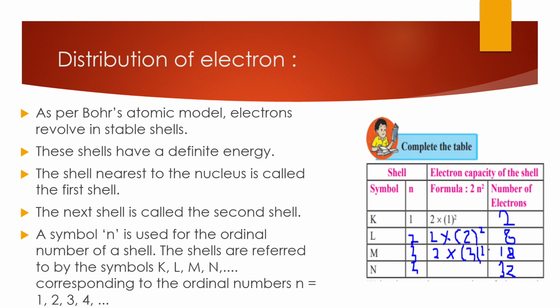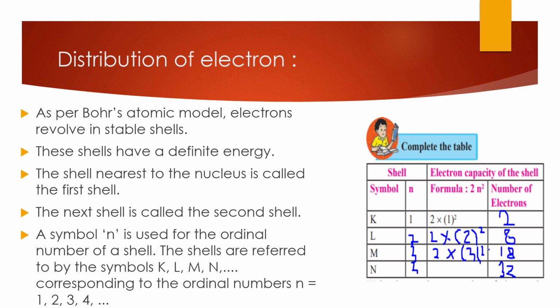Now the next is distribution of the electrons. As per Bohr's atomic model, electrons revolve in stable shells. These shells have a definite energy. In a previous video, you have seen various shells: K shell, L shell, M shell and N shell. These are the various circular orbits around the nucleus, and those circular orbits are called shells. So all these shells have their own definite energy.